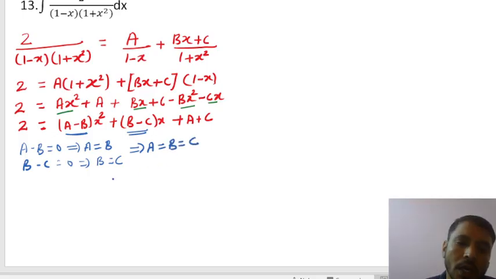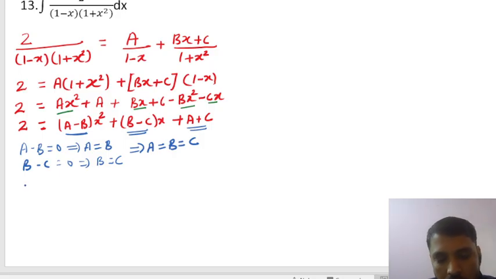Right? Now we have one more equation, the constant term. This constant is equal to what? This is equal to 2. Means from here we can say, because the constant is given on the LHS side, A plus C is equal to 2.